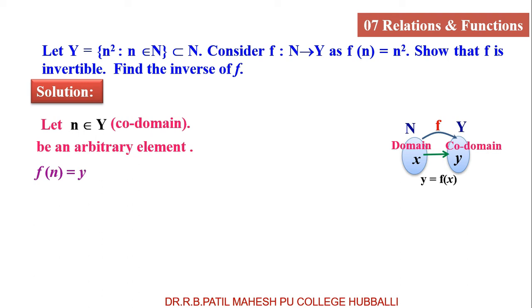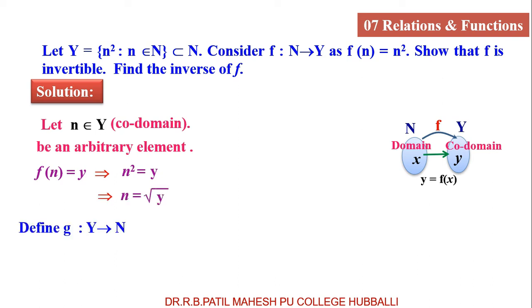Dear students, here n is the element. The function is defined in the way that is f of n. So I am taking f of n. Don't get confused about f of x and f of n. Whatever they have given, that I am taking, f of n. So f of n is equal to y. This implies f of n is n square, that is equal to y. Here I will find the n value, so that n is equal to the square root of y.